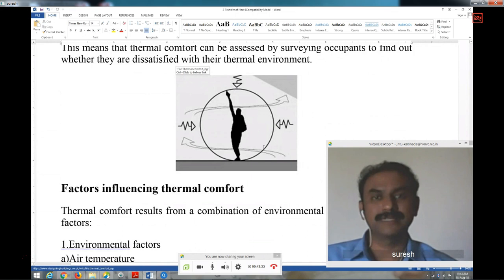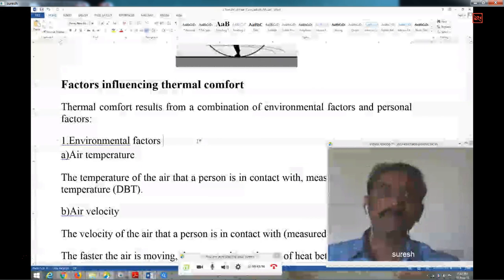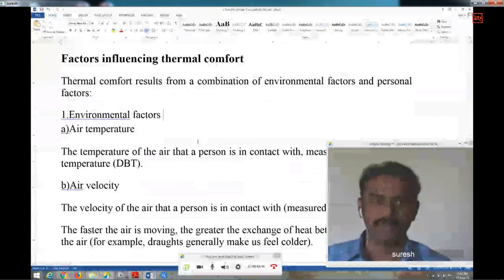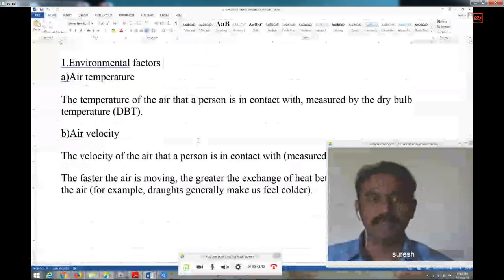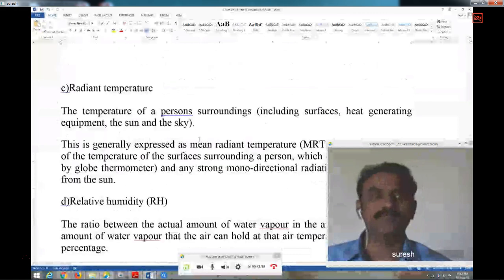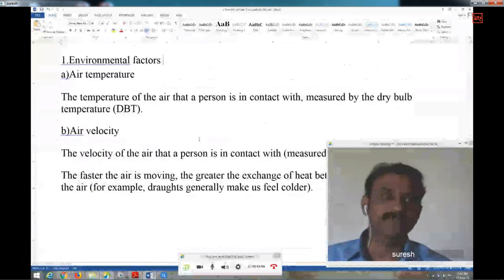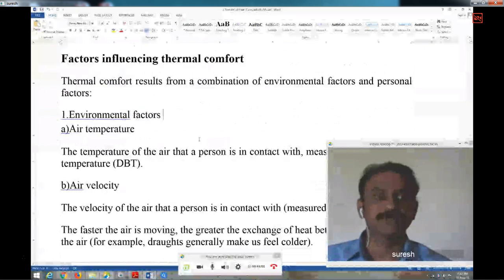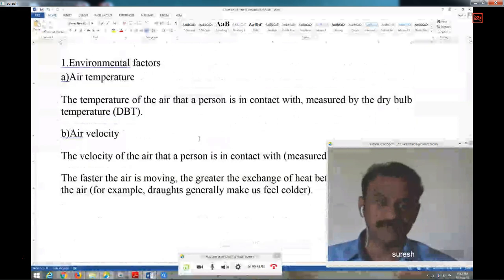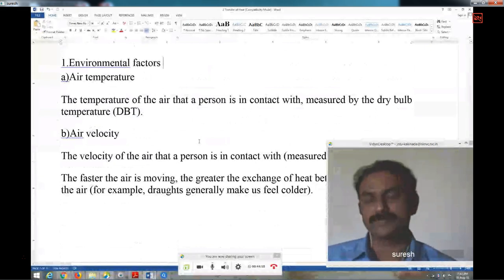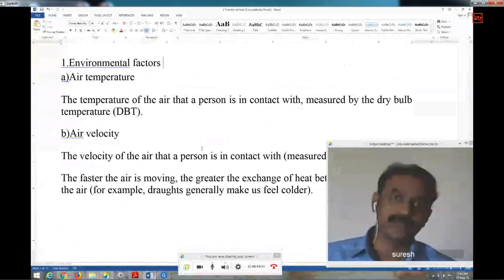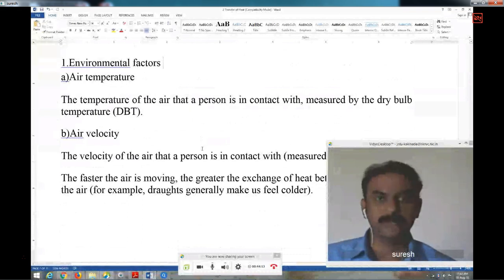So, first one is environmental factors. They are air temperature, then air velocity, then the second one is radiant temperature. So these are the things which are going to cause the environmental factors. Air temperature: if the outside temperature is somewhat high and body temperature is low, that is causing some discomfort. Or if body temperature is high and outside temperature is low, that is also causing some thermal discomfort.